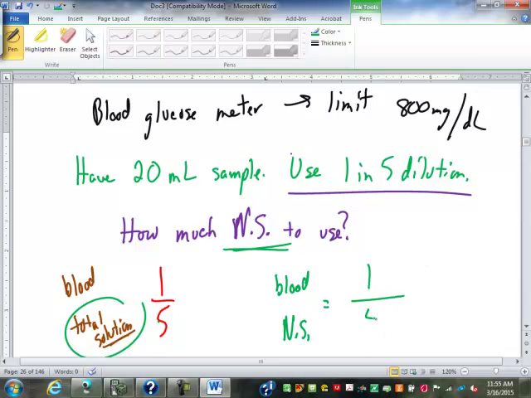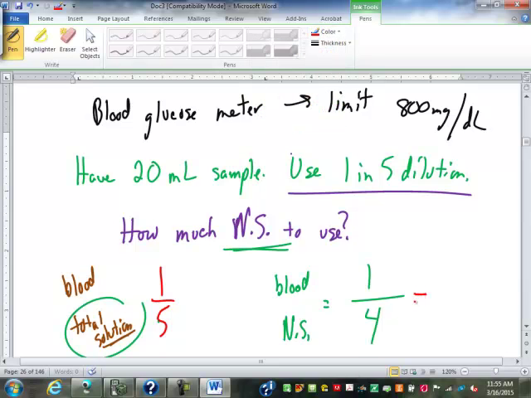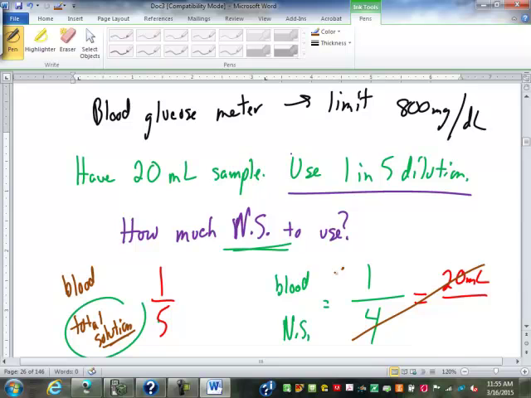5 minus 1 gives us 4 parts of saline. So now we're going to plug in, we have 20 milliliters of blood. We cross multiply and divide. 4 times 20 divided by 1. We're going to have 80 milliliters of saline added into that.